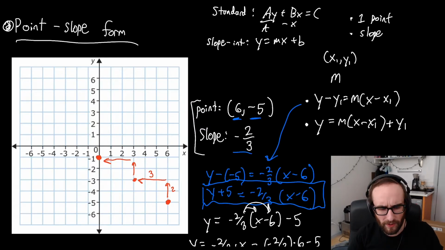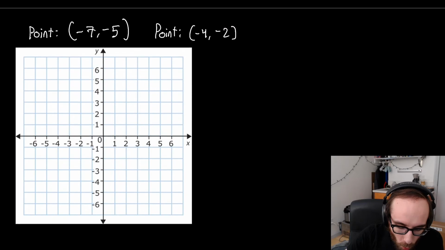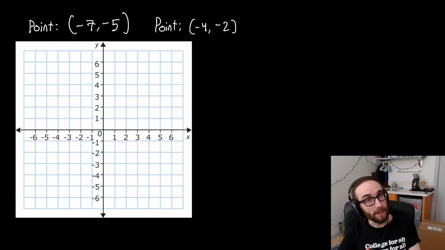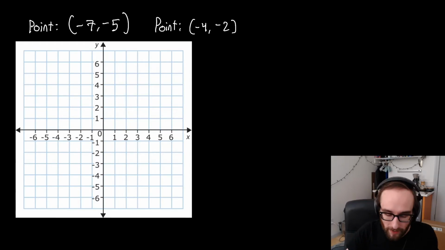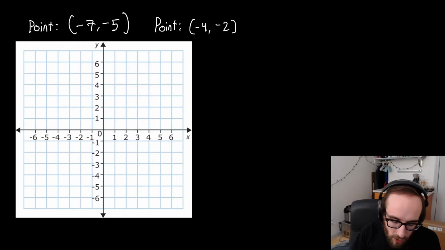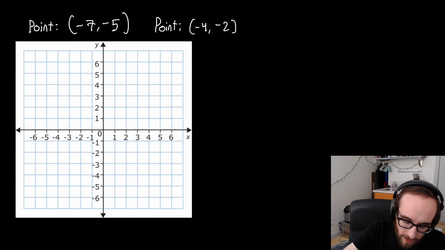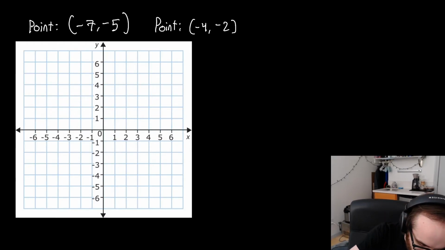Okay, so that's one quick example where we're given a point and a slope. Sometimes we'll also be given 2 points, and it'll be easier to use point-slope form in this case than, again, try and work our way backwards and find the y-intercept. So in this example, we're given 2 points on our graph, and we're given -7, -5. Let's go ahead and plot that point, -7 on the x-axis here. We're also given a point of -4, -2. So right over here on our graph.